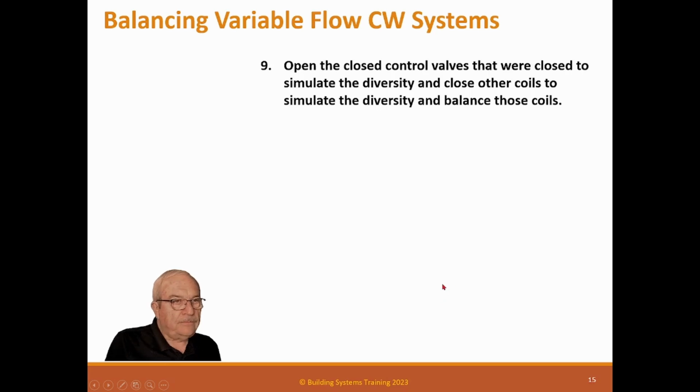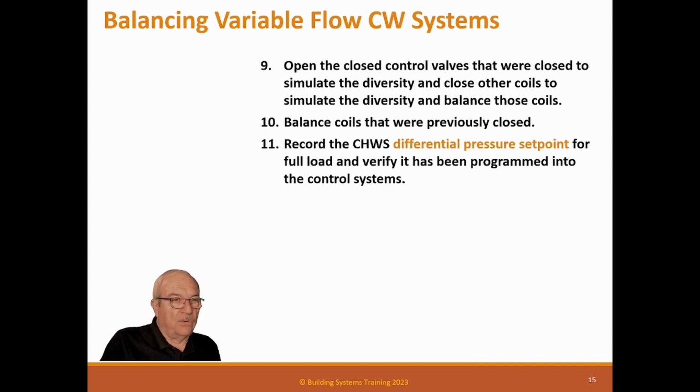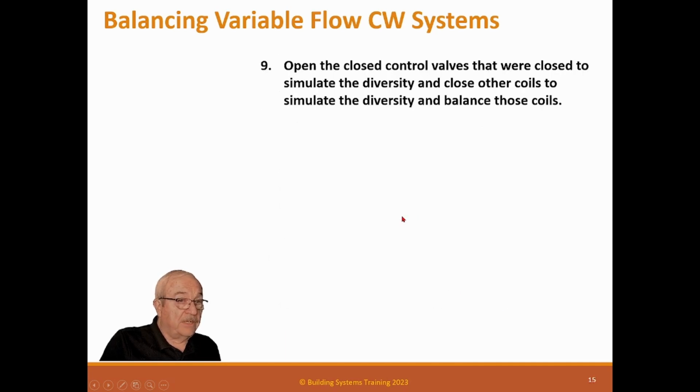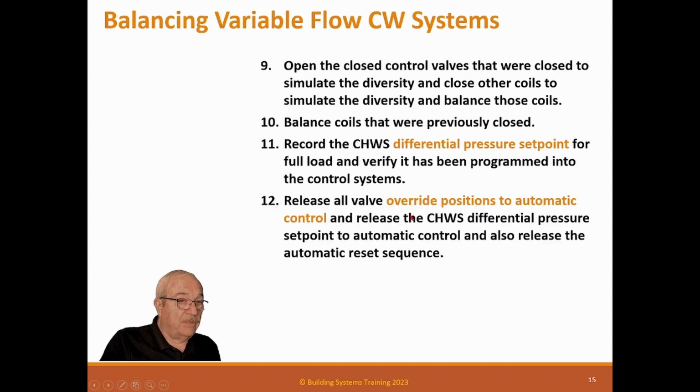Open the closed control valves that were closed to simulate the diversity, and close other coils to simulate the diversity, and balance those coils. Balance coils that were previously closed. Record the chill water supply or your water system differential pressure set point. Once you finish balancing the system, up here we determined what it was when we did the first pass. So now here, we're going to take that value and program it into the system. So record that differential set point, put it into the system.